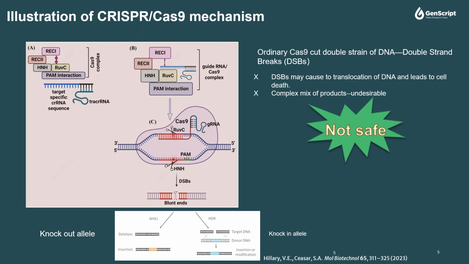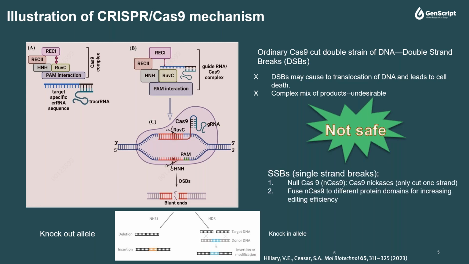However, double-strand breaks can lead to serious consequences, making them less safe for clinical use. Single-strand breaks, SSB, on the other hand, provide a more reliable and safer approach for gene editing. So we use nCas9 as a nickase, which will provide a nick on the double-strand DNA of the template. There are two nCas9, which are D10A and H840A. These two are different kinds of nCas9.